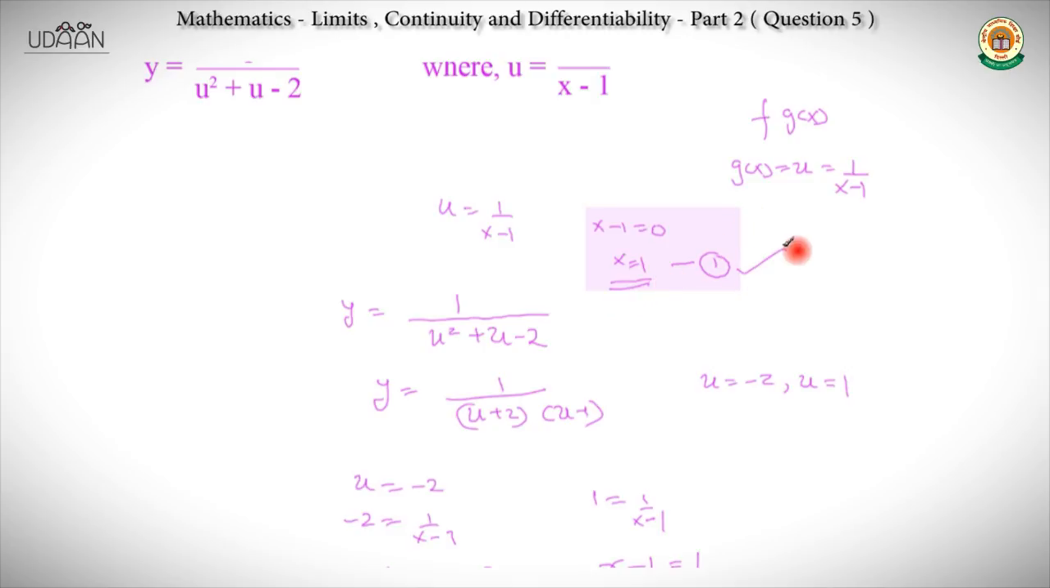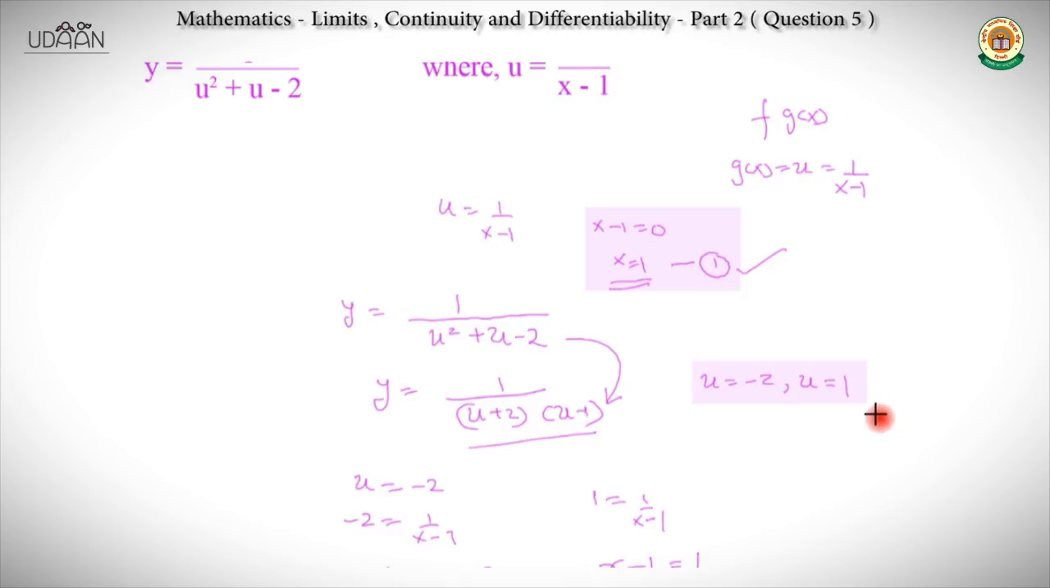Okay, so how do you find out more points of discontinuity? Now going back to the f of g of x, which is y equals to 1 upon u square plus u minus 2. Okay, so just for a simplification, we'll factorize the denominator, and we get y equals to 1 upon (u plus 2) into (u minus 1). Right. Applying the same logic over here again, y will be discontinuous where its denominator is 0. So going by it, when u equals to minus 2 and u equals to 1, our denominator gets 0.